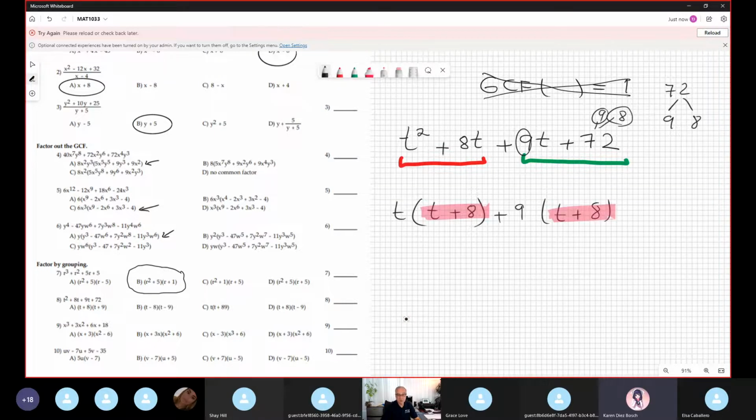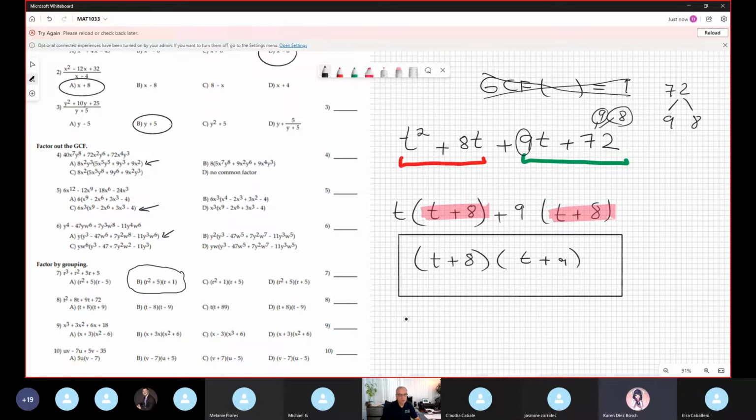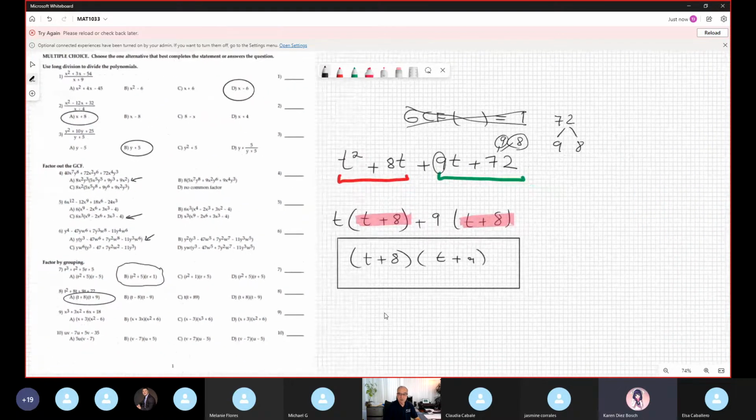I factor out T plus 8. Open second parenthesis. In the second parenthesis, we have T plus 9. Do you see that? Final answer. Yes. Final answer. Factorization. We are learning factorization. T plus 8, T plus 9. It's option A. Okay, guys. So important, extremely important. You see why it's important.